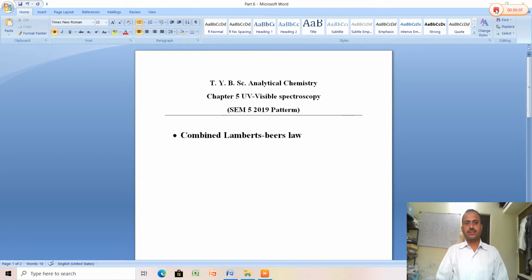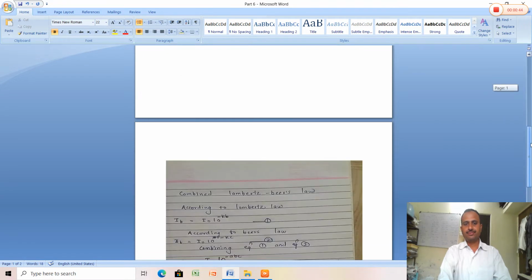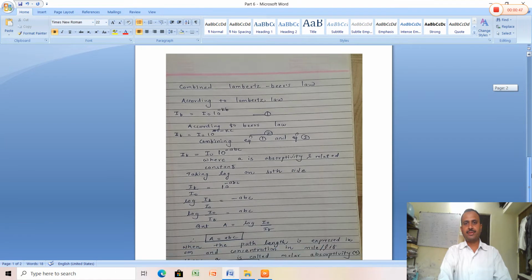In the last few lectures, we have studied the chapter UV visible spectroscopy. In that, different laws are studied: Lambert's law, Beer's law, Lambert-Beer's law. Now, this is a lecture which deals with the study of Lambert-Beer's law. What is the statement of Lambert-Beer's law? What is the expression for the Lambert-Beer's law? This equation is very useful in determining the absorption measurements. So we are going to learn Lambert-Beer's law, the combined form of Lambert-Beer's law.